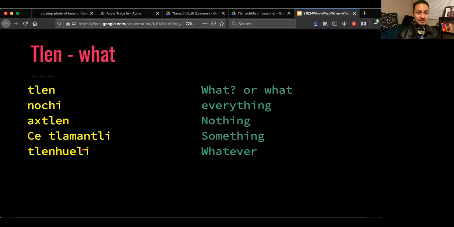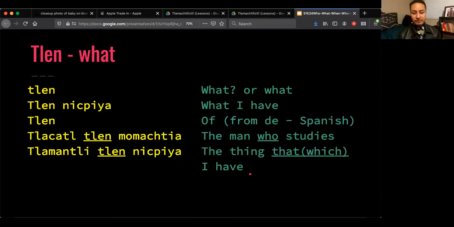Setlamantli, it means something, just like se akahia means someone. Setlamantli means something. And if you add weli to tlen, it becomes whatever. So tlen weli is whatever. Whatever you're doing, tlen weli tikchiwa, whatever. So just adding this weli makes it an ever. Whoever, se akahia, whatever, tlen weli. Or sorry, whoever is ahquiya weli and whatever is tlen weli. So weli is the word you should remember forever or whatever.